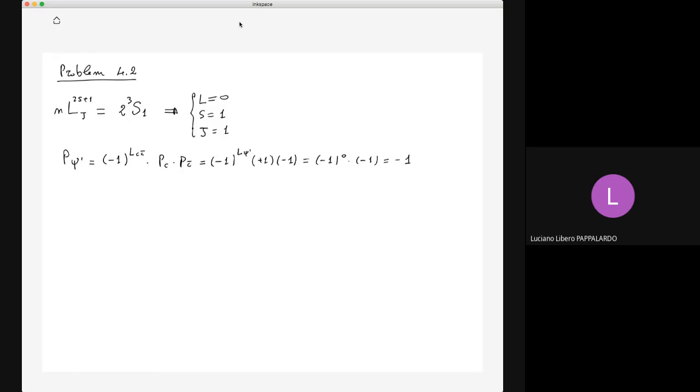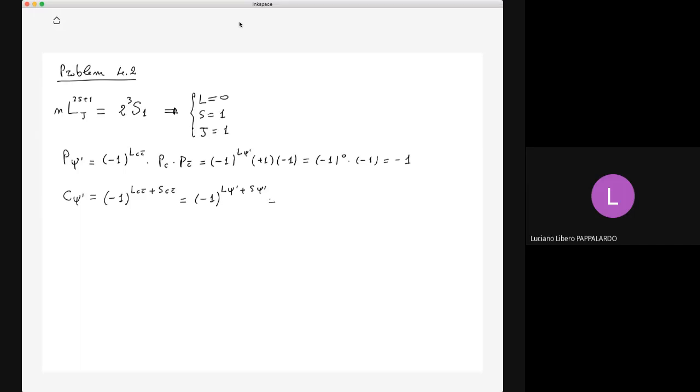Let us now consider the charge conjugation. In this case, the charge conjugation of the psi corresponds to the charge conjugation of a system of fermion pairs, the c and the c-bar quarks. So this affects not only the spatial component of the wave function, but also the spin component of the wave function, as we have seen yesterday. So overall, this is given by (-1)^(L c c-bar plus S c c-bar), that is (-1)^(L psi prime plus S psi prime).